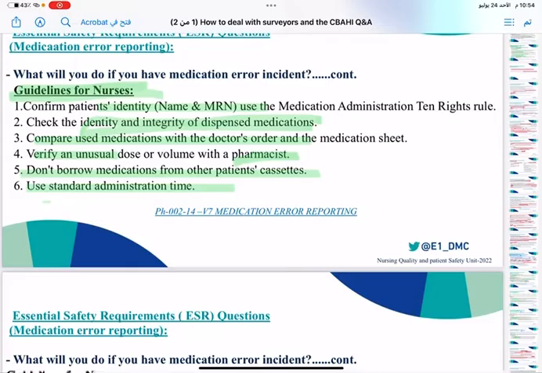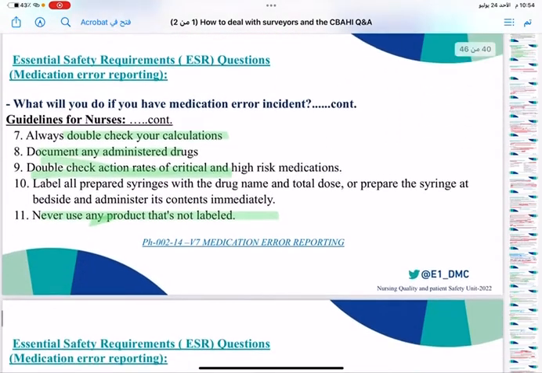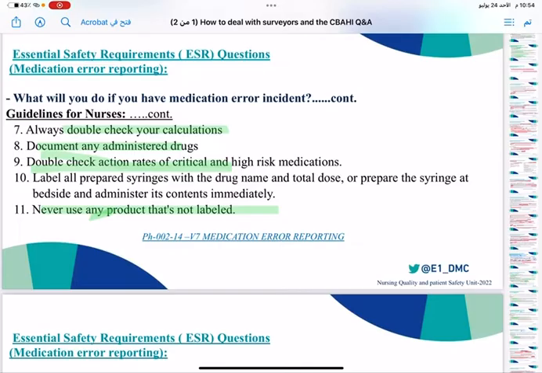Compare the medication with the order. You have to verify an unusual dose or volume with the pharmacy or the doctor. Don't borrow medication from other patients. Don't put your medication in the buckets. Take care, this is very important. Use gloves, okay? Use the standard as the DMC policy and therapeutic guidelines, okay?